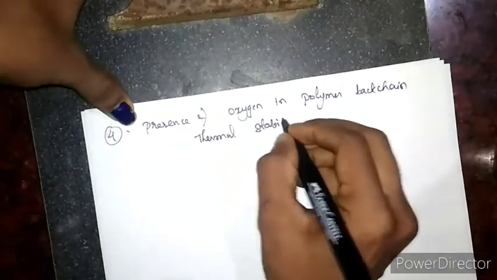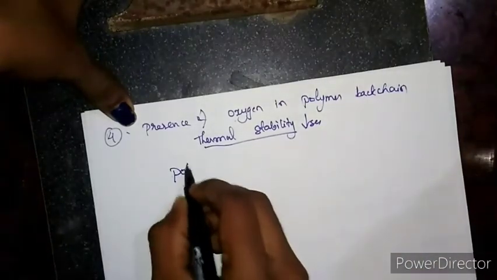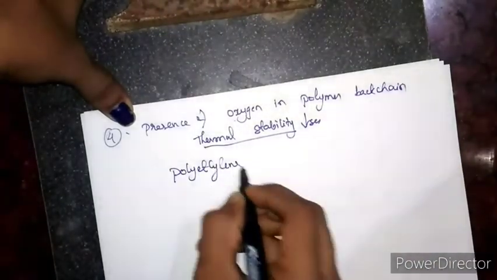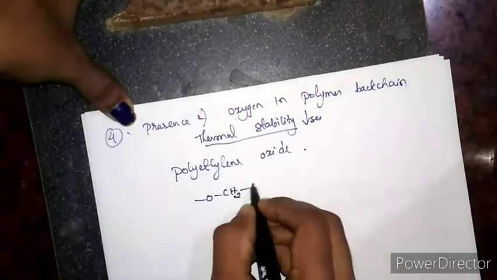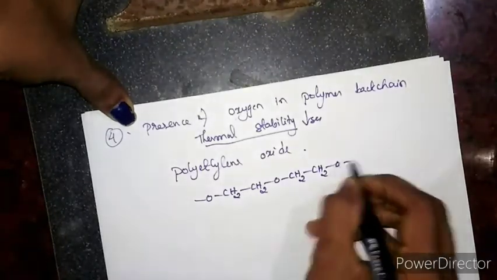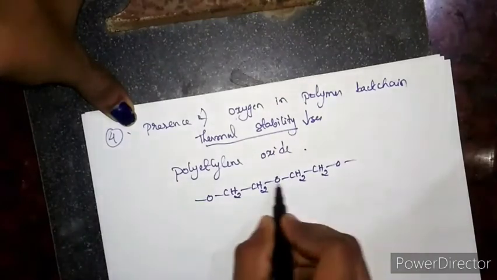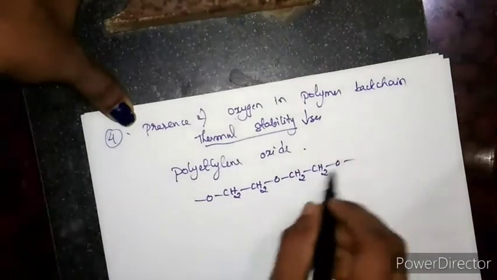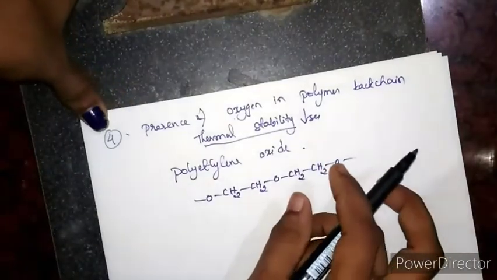If there is a presence of oxygen in the polymer backchain, then its thermal stability decreases. One example is polyethylene oxide. You have this structure CH2, CH2O, CH2, CH2O, and it continues like this. Now in the polymer backchain, you see the oxygen, right? Its thermal stability will be very, very low. This is point number 4.